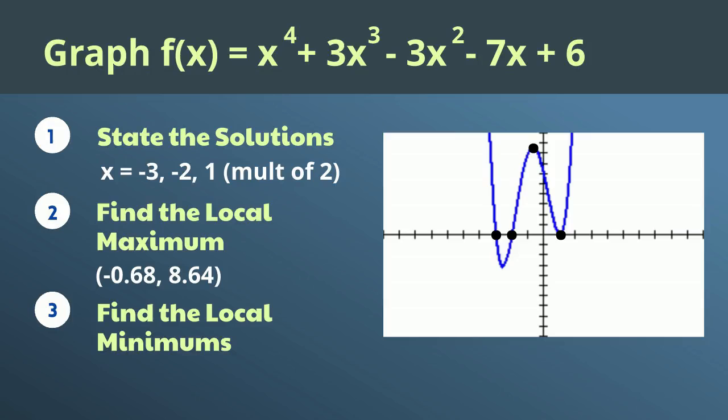All right, for the minimums, the first one was at negative 2.57, comma negative 3.12, and the second one was at 1, comma 0. Now, we did already find 1, comma 0 as one of the solutions. Remember, that was the one that was tangent, but sometimes the solution can also be a max or a min. That's okay. That's just the way it worked out.